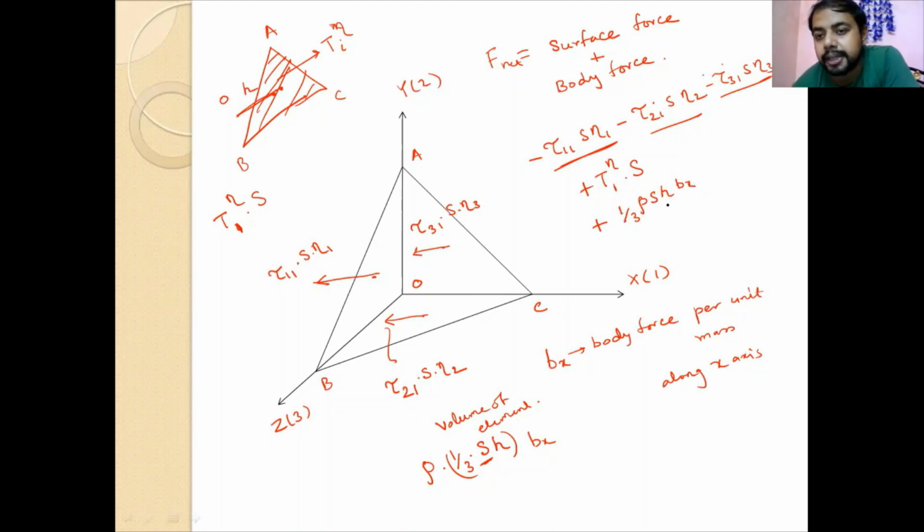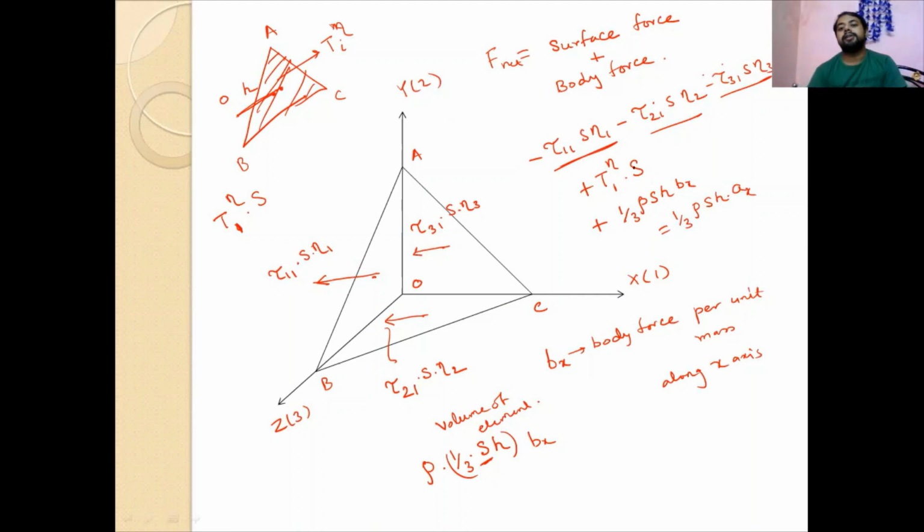So surface force plus body force is equal to mass, again the mass we know, into acceleration. Mass into acceleration. Acceleration along the x-axis, so along the x-axis, what is that? Ax. So that is your complete equation along the x-axis.